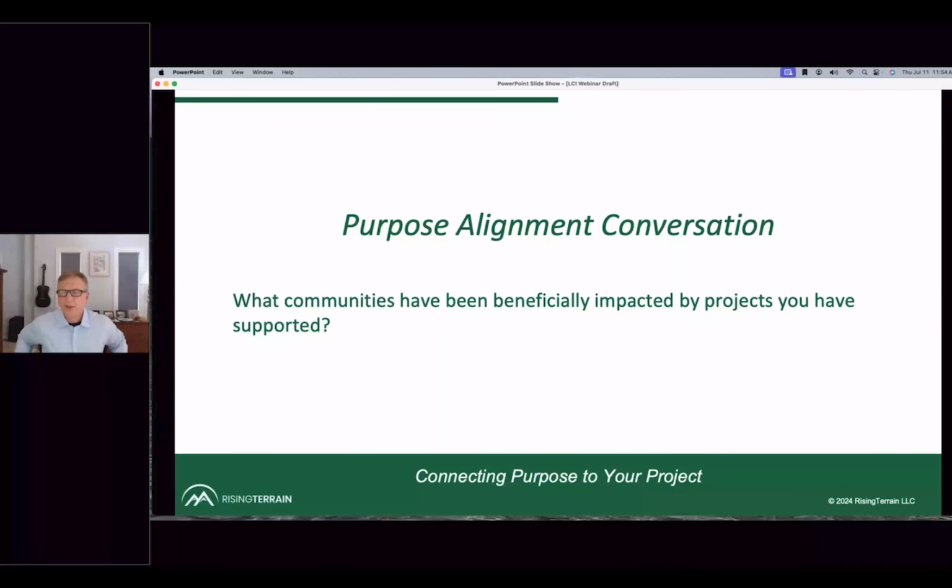I'll make sure I understand that. So, contrasting, and I sometimes will use alignment statement, but really impact statement is the term I'm using. And if the question is, how does that contrast with a mission statement?